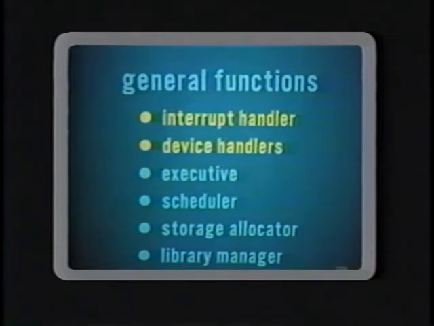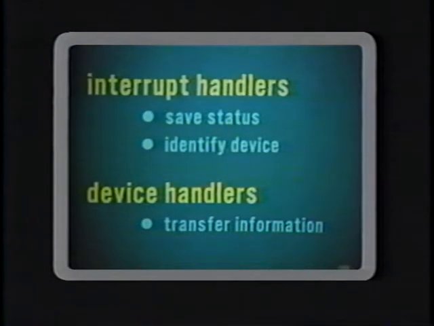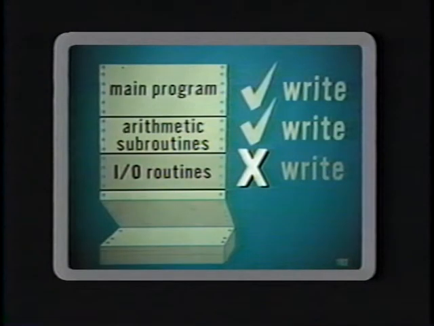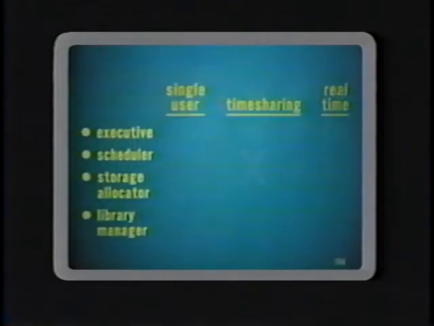The first 2 functions, the interrupt handler and the device handlers, are largely the same for the 3 types of online systems. The important point to remember about interrupt handlers and device handlers is that on many online operating systems, user-written programs can call these routines for inputting and outputting data during execution. Therefore, programmers who write programs to be run online need not write routines to control I/O devices. Now let's examine single-user, time-sharing, and real-time operating systems with respect to the remaining 4 functions.